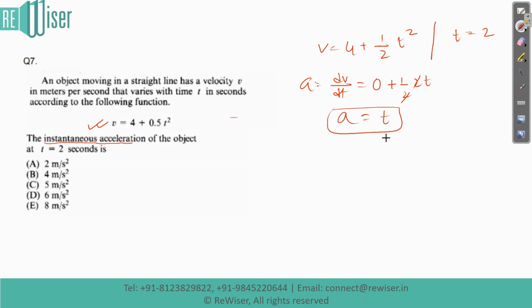Now, if I plug 2 in here instead of t, we find that a is equal to 2 meters per second square. So the answer will be option number A.